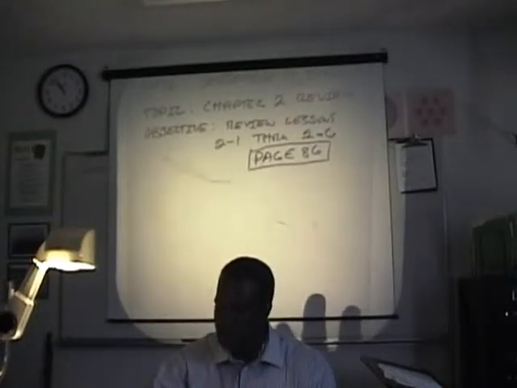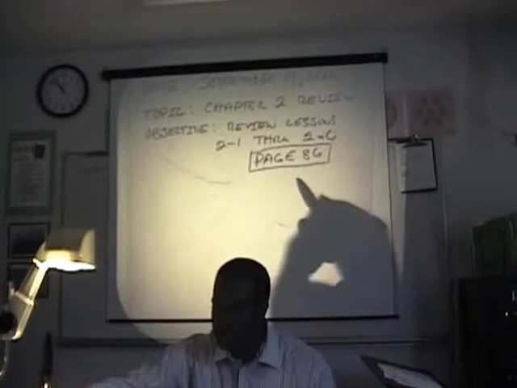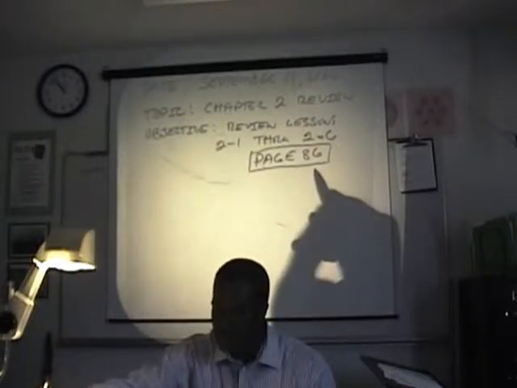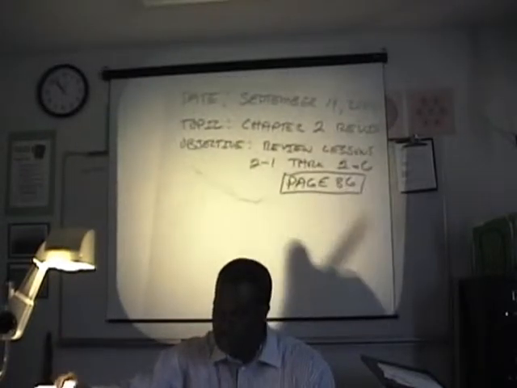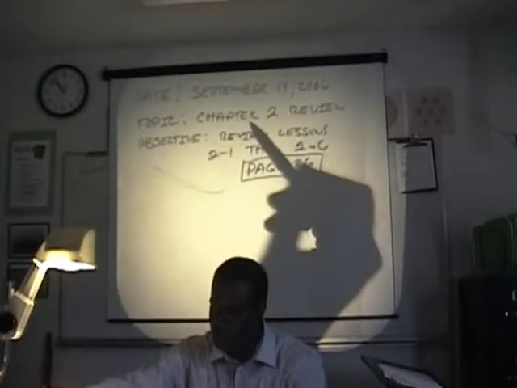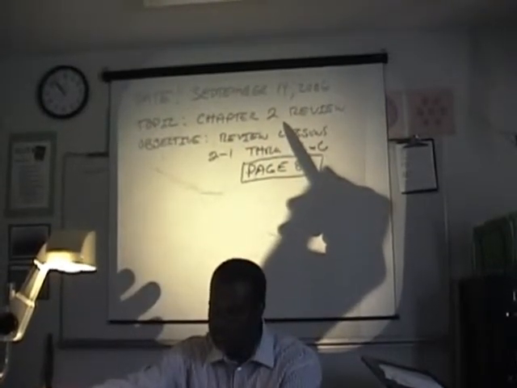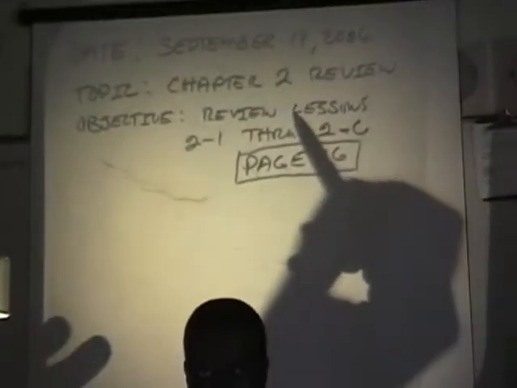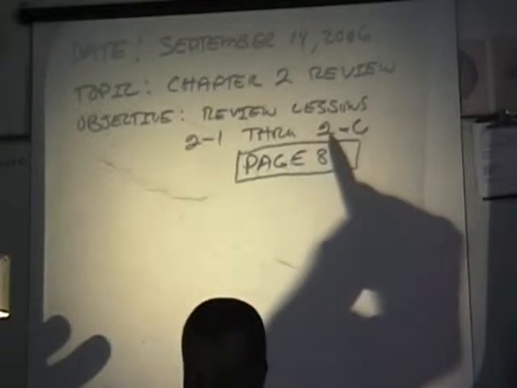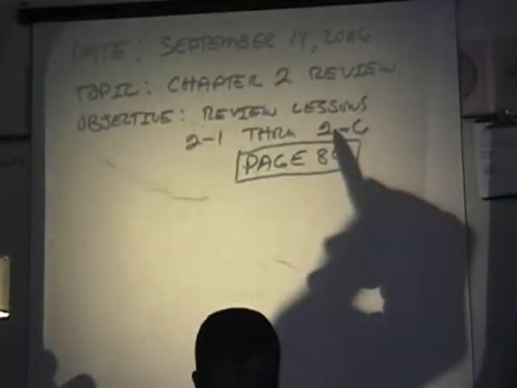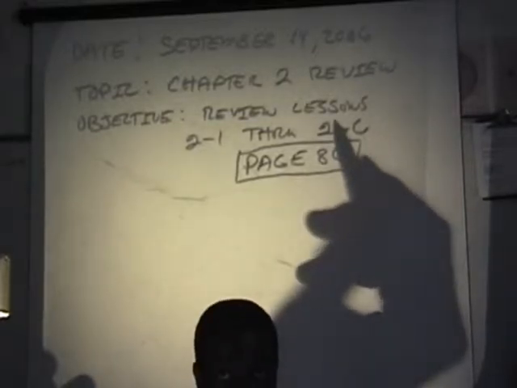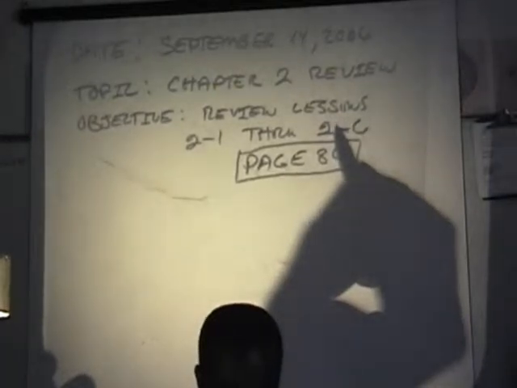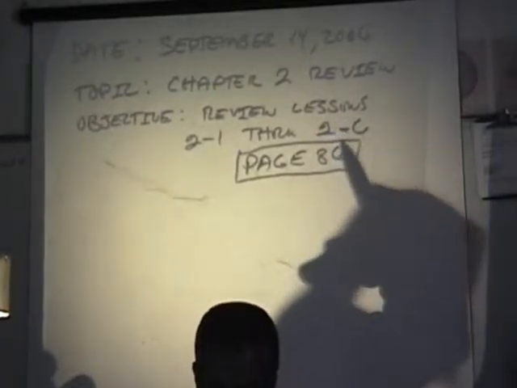Okay, now, I would like for you to open your books and turn to page 86. Today, we're going to review Chapter 2, and our goal for the day, we're going to review lessons 2-1 and 2-6. If you look at the bottom of page 86, our objective for lesson 2-1, we have to graph integers on a number line and compare and order integers.